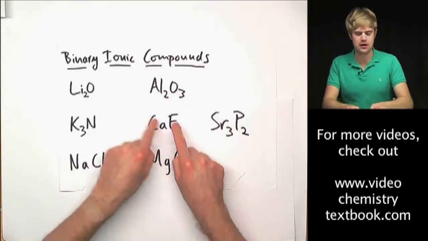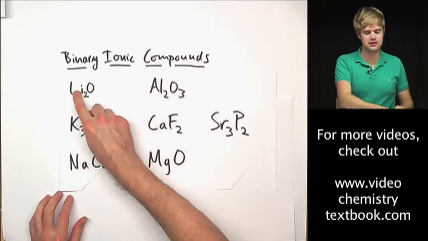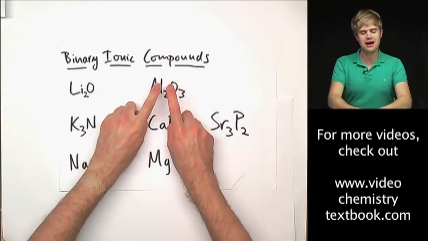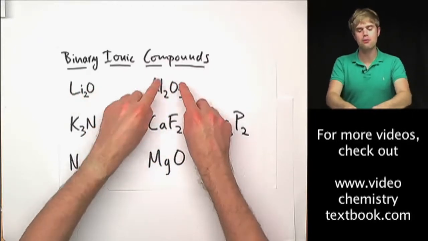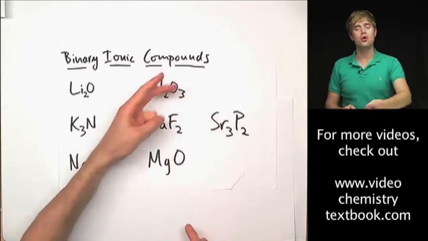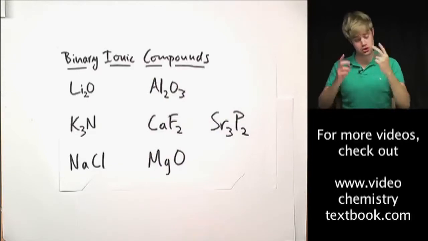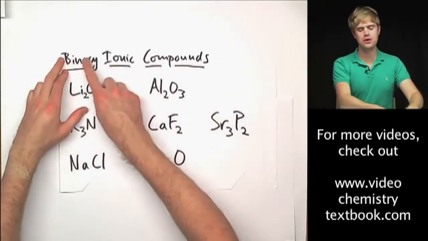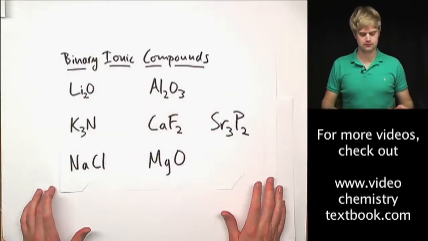And every one of these formulas that we wrote have only 2 types of atoms: sodium chloride, magnesium oxide, aluminum, oxygen, lithium, oxygen, and so forth. We might have more than 2 actual atoms in something like Li2O3, but there are only 2 types of atoms, 2 elements in each of these. So that's why we call them binary.